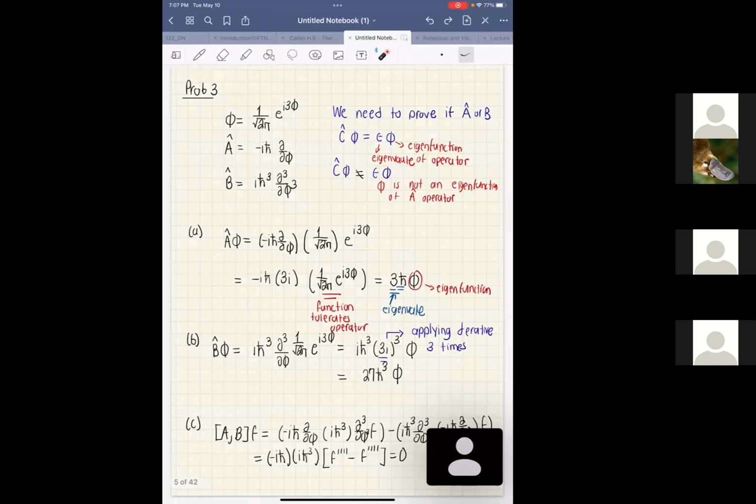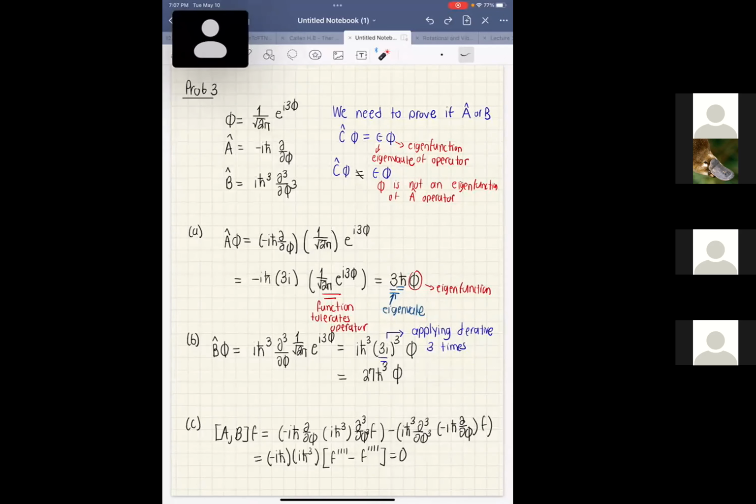And the next part would be this. They want to show if this commutes. This is just 2 derivative operators, if you really think about it. If we take out the constants and we take the derivative of this, the derivative times the derivative to the third power is the derivative to the fourth power. So we have the fourth derivative of f here, and that subtracted from itself is equal to 0.